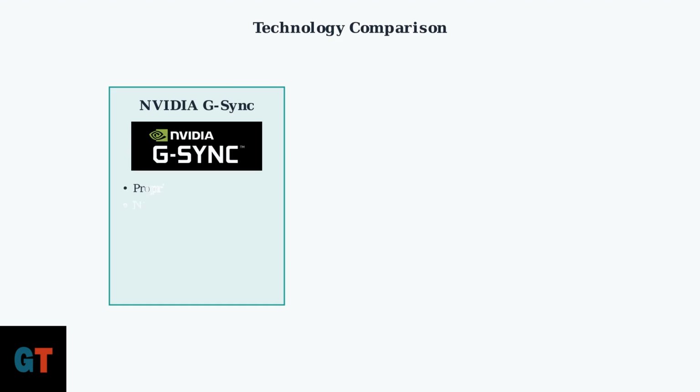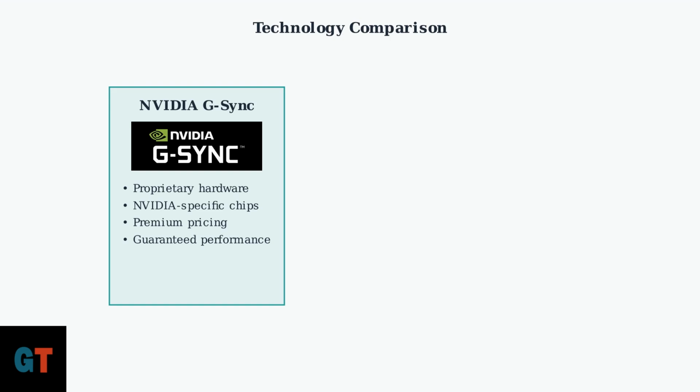In 2025, Nvidia has made significant improvements to G-Sync compatibility with FreeSync monitors. Understanding the underlying technology differences is crucial for getting these systems to work together properly. G-Sync and FreeSync represent two different approaches to variable refresh rate technology.